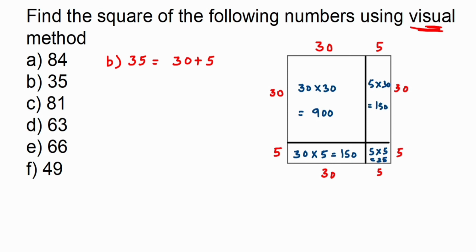So the answer will be 35 squared is nothing but, just add them up, 900 plus 150 plus again 150 and plus 25. So when you add all of them, you get the answer as 1225, and that is nothing but the square of 35. That's it. Now let's move on to the next one, which is 81.